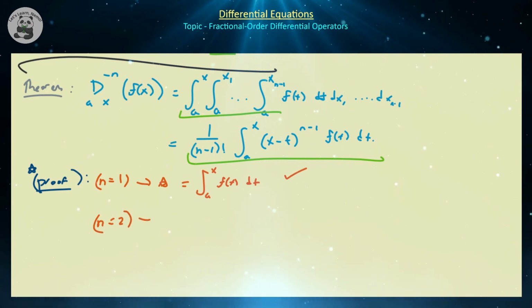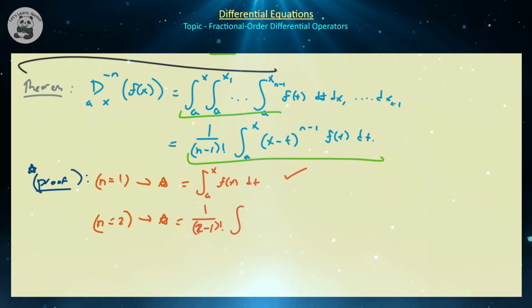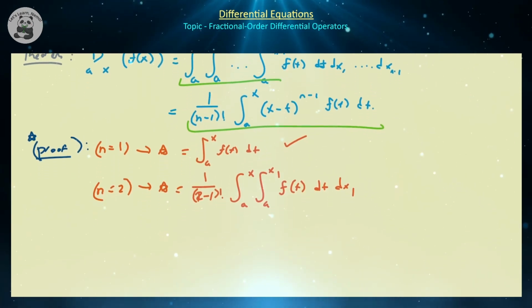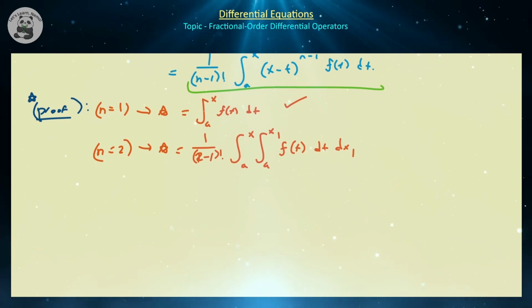So when n is equal to 2, is this really true? So what will we get? So we're going to have 1 over 2 minus 1, the quantity factorial, times the integral from a to x, and then we're going to have the integral from a to x1 of f of t dt dx1. Right? So what are we going to do here? So 2 minus 1 is 1, and 1 factorial is 1, so we're just left with 1 over 1 factorial. And we can write this again as the integral from a to x of the integral from a to x1. And notice that the order of integration is t first and x second.